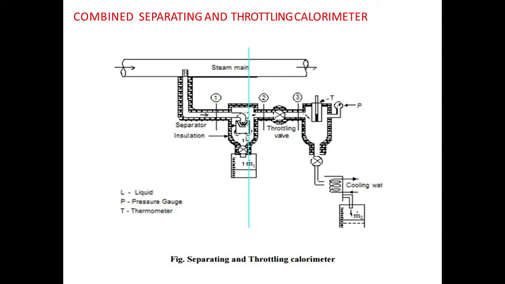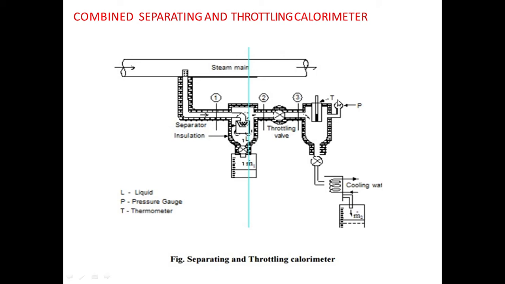The separating calorimeter cannot be used for higher dryness fractions, while the throttling calorimeter cannot be used for lower dryness fractions. Both these difficulties can be avoided by using a combination of separating and throttling calorimeter. If you connect both calorimeters in a single unit, that gives us better results and errors can be reduced. That is the combined separating and throttling calorimeter.